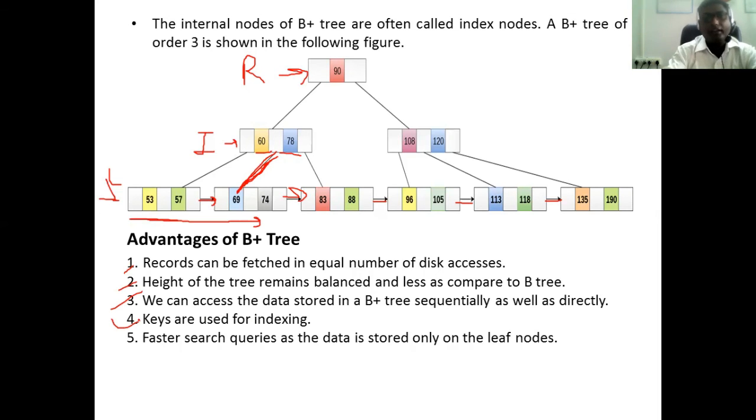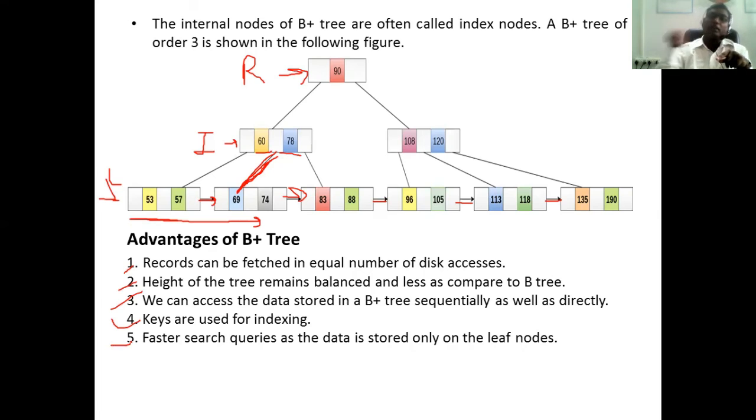After that, the last advantage of B plus tree is faster search queries, as the data is stored only on the leaf node. You can access the data very fast. That is searching queries, we can access the data very fast. How? Because all the data are stored on the leaf node.